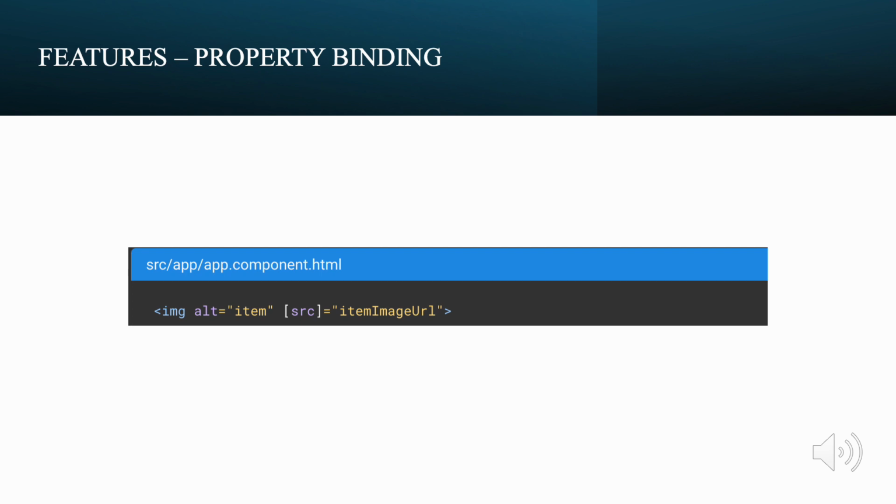So let's look at this example on the screen here. Here, the statement shown binds the value of the source attribute of the image to the value of item image URL, which is in the component class. So in the component class, this item image URL property has a URL of the image that is to be inserted. So overall, property binding increases the reusability of the code and makes the maintenance a very smooth process.